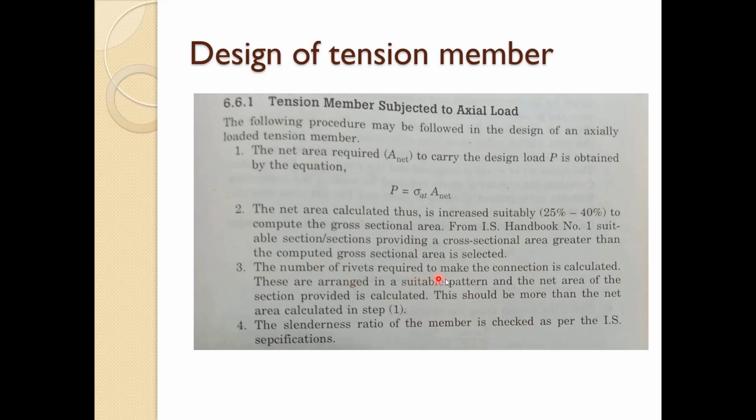The number of rivets required to make the connection is calculated. These are arranged in a suitable pattern and the net area of the section provided is calculated. This should be more than the net area calculated in step 1. And last, the slenderness ratio of the member is checked as per specification, as we have seen earlier. So this is the procedure for a tension member subjected to axial load.